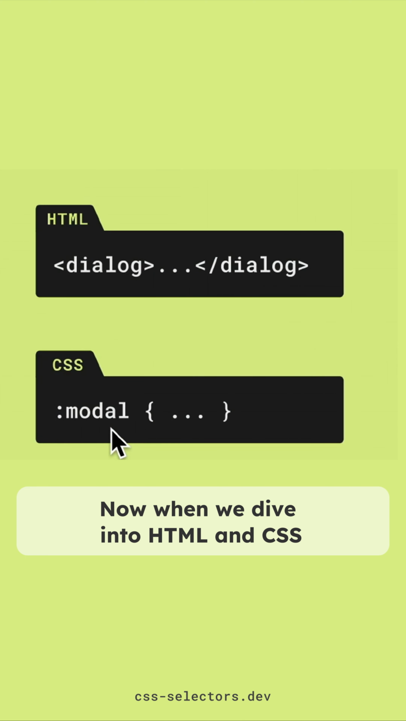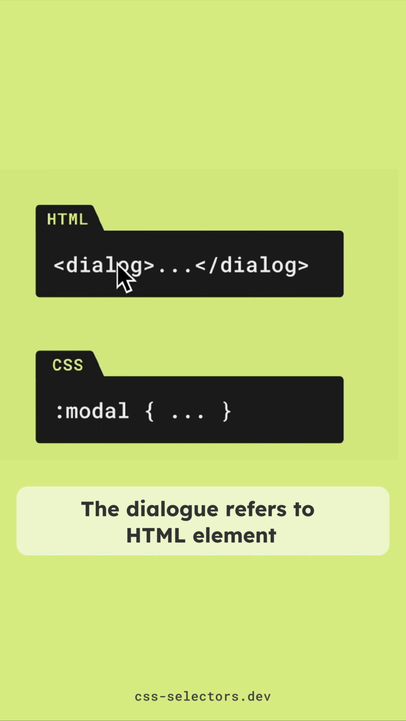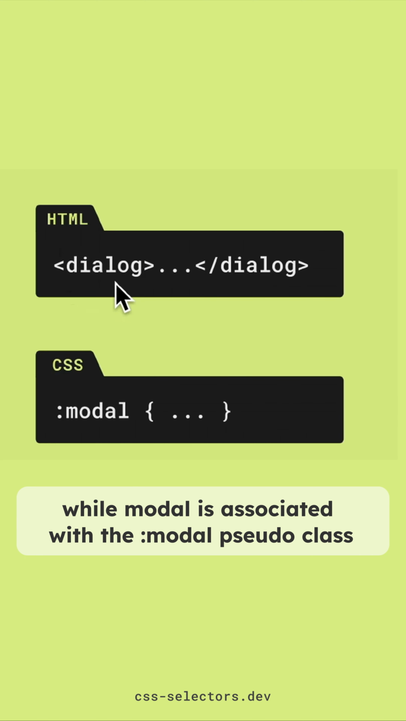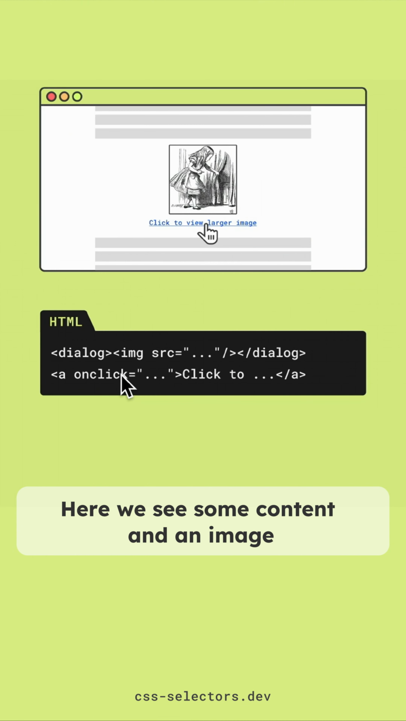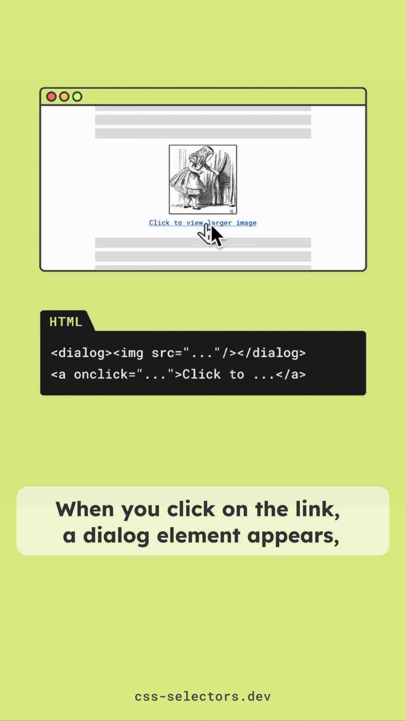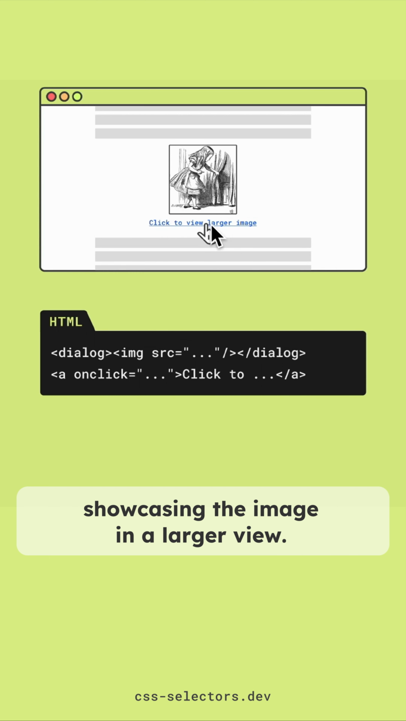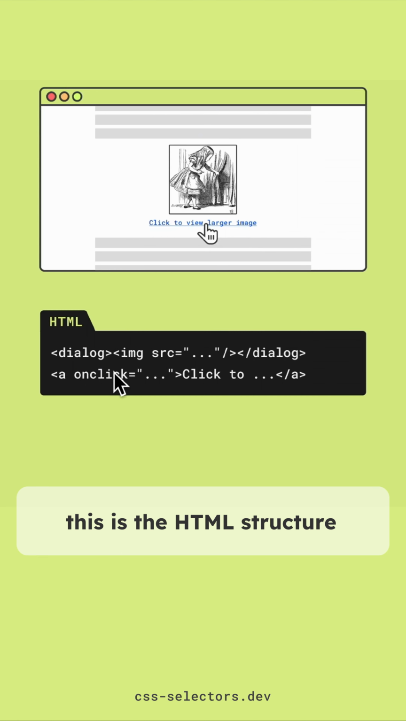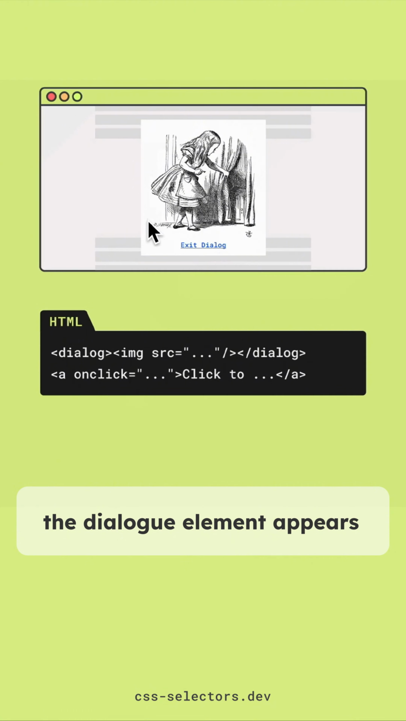Now, when we dive into HTML and CSS, the dialog refers to the HTML element while modal is associated with the modal pseudo-class. Here, we see some content and an image. When you click on the link, a dialog element appears showcasing the image in a larger view. This is the HTML structure. So when the link is clicked, the dialog element appears.